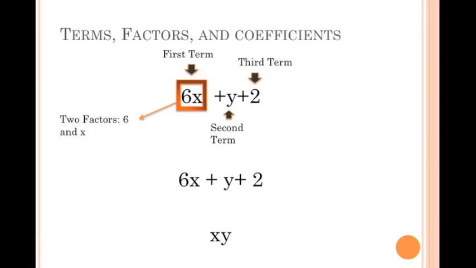If a term consists of a product involving numerical and variable factors, then we refer to the numerical factors as numerical coefficients or just coefficients. If a term consists of only variable factors, such as this one, then the term's coefficient is understood to be 1. In the expression 6x plus y plus 2, the coefficient of the first term is 6, the second term's coefficient is 1, and the last term is a constant.